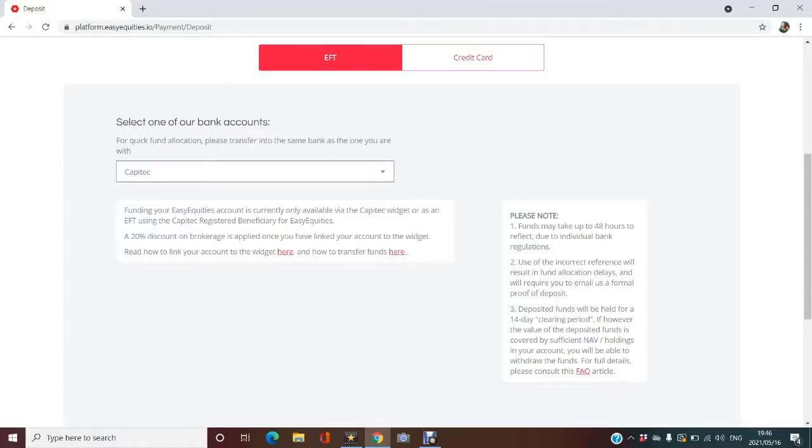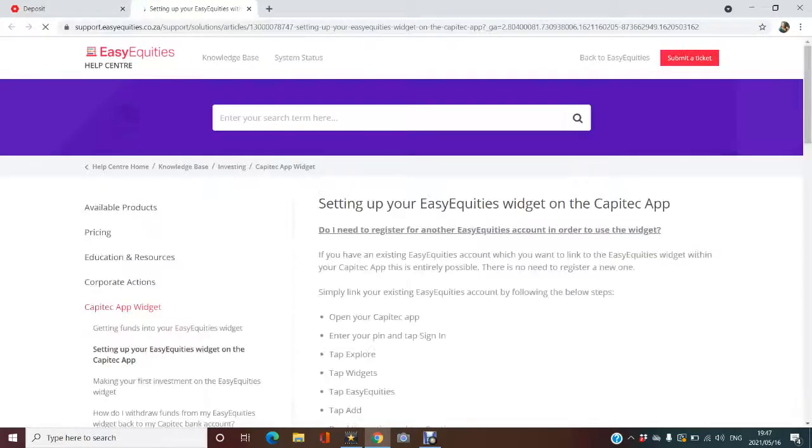For those that bank with Capitec, currently you fund this by just doing a transfer, like you are paying a beneficiary, right? It's not a direct transfer like the other ones. But there is something that they've created where you can actually link your Capitec account to your EasyEquities account. So you can click here and then you link it, whether you've registered with EasyEquities already, you link it to your app, then it becomes easy to pay actually.